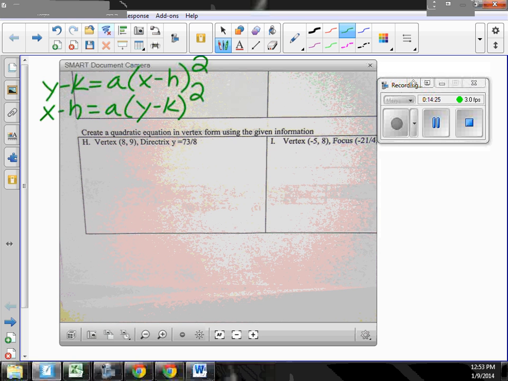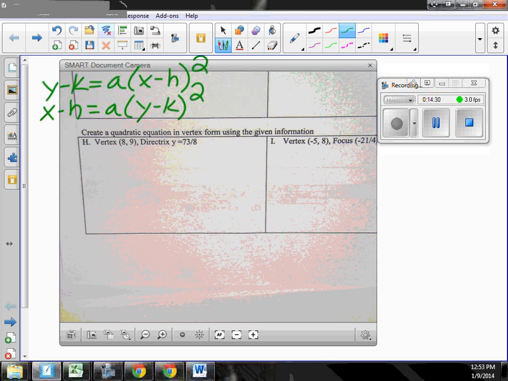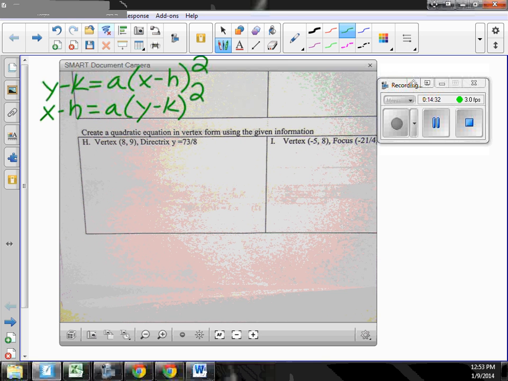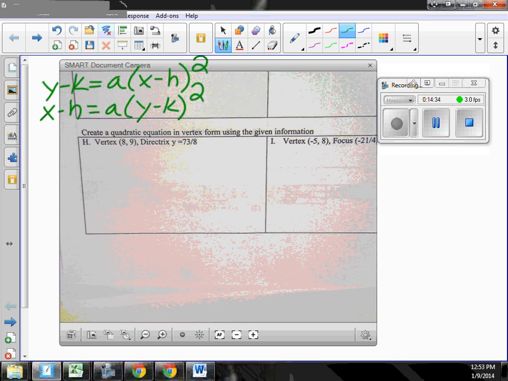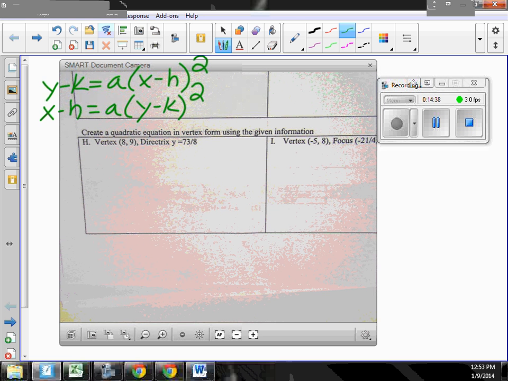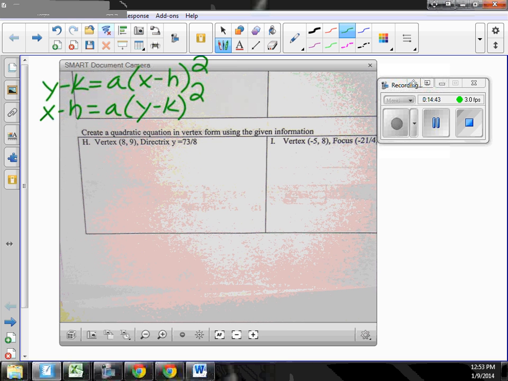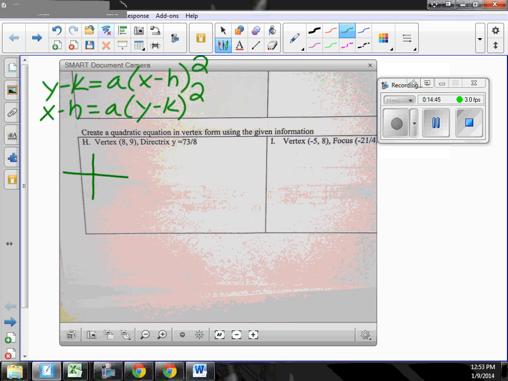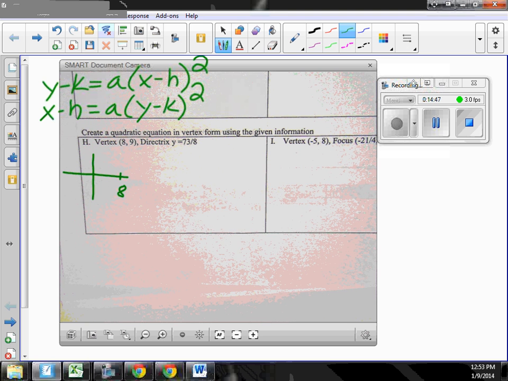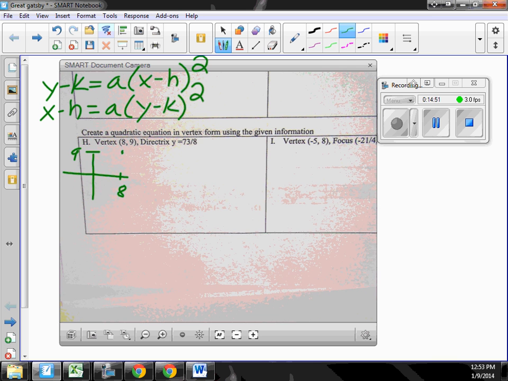So they've given us two pieces of information. We know where the vertex is, and we know the equation of the directrix. I'm a really visual person, so graphing it I think is the easiest way to do it. But maybe you're less visual than me, and that's fine. You can figure it out another way. So I'm going to draw a little graph. My vertex is at 8, 9. And my directrix is y equals.